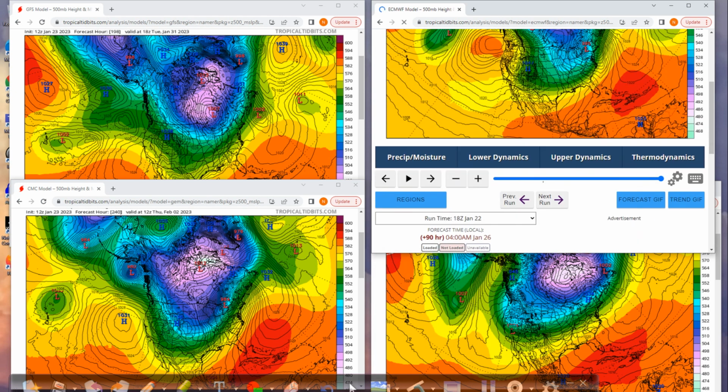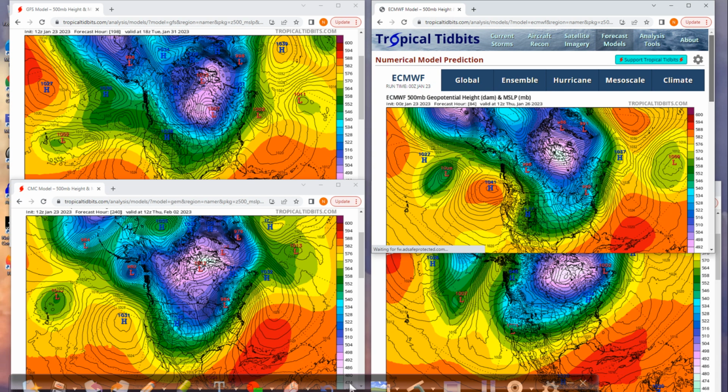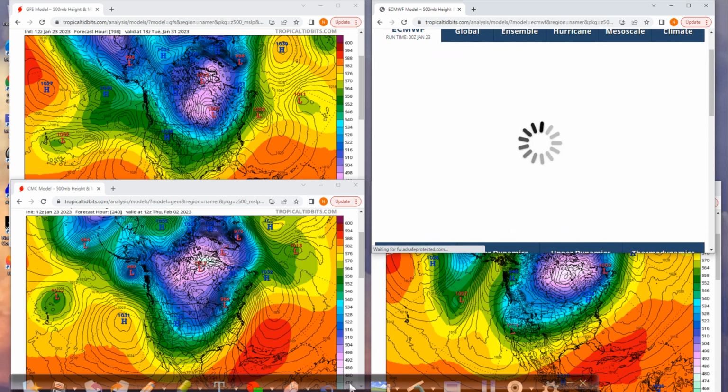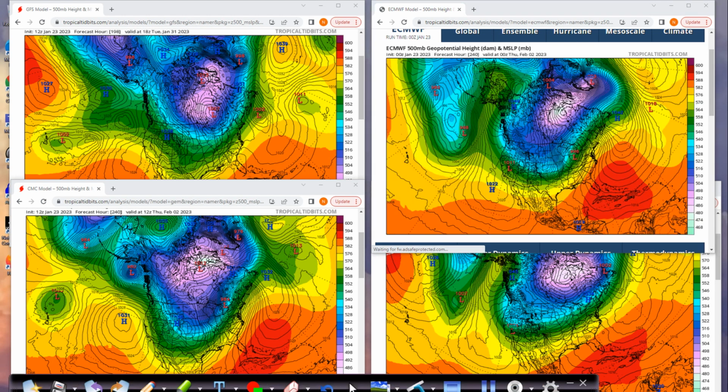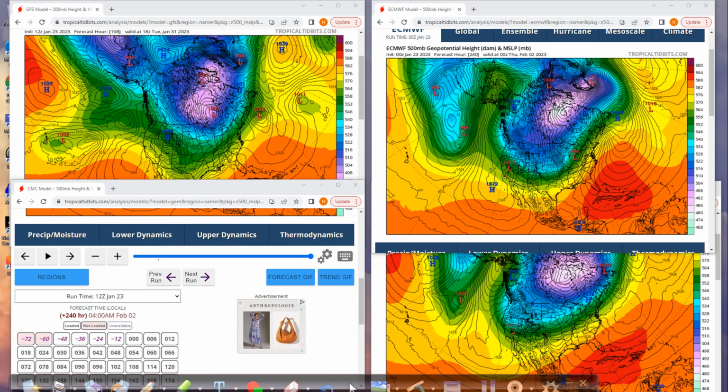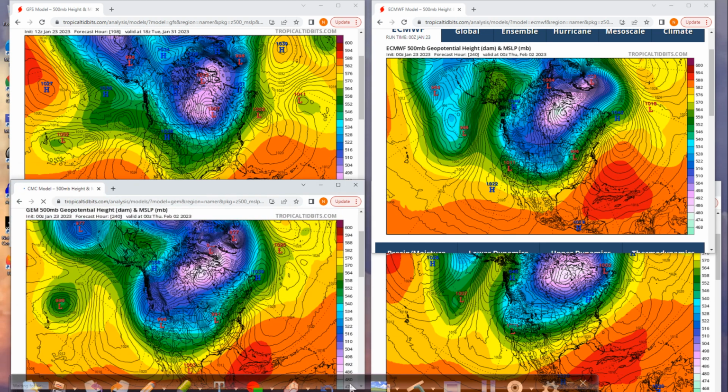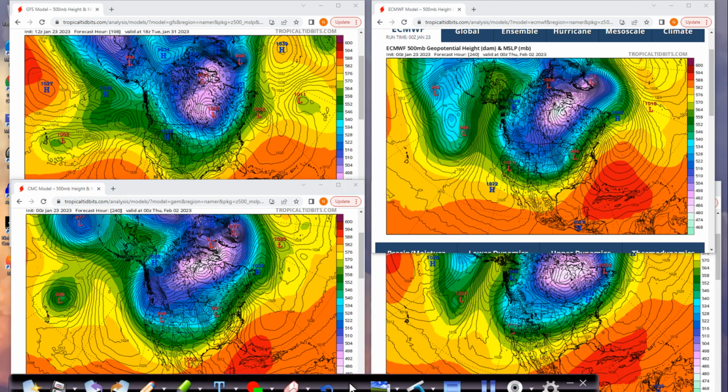Oops, wrong one. European model from last night kept us in the cold air. We go all the way out to 10 days, furthest it goes, it kept us in that cold air, moving more cold air into the area mid next week. The Canadian did the same, except the Canadian was even colder. This is the Canadian model from last night, from Sunday night, and it brought in even colder air than the European did mid next week. So these models even change around the run.